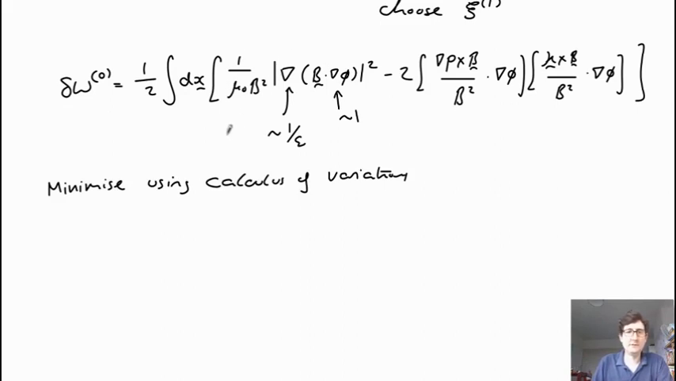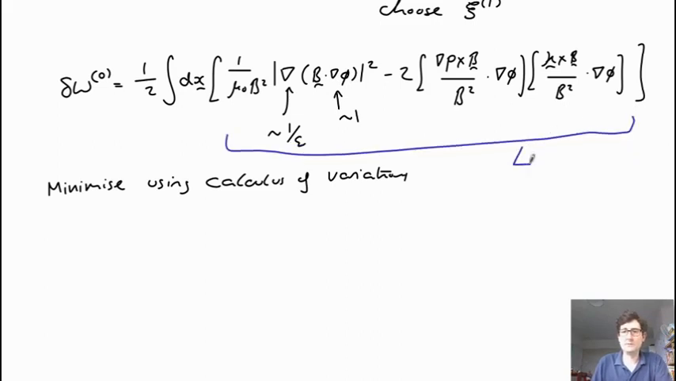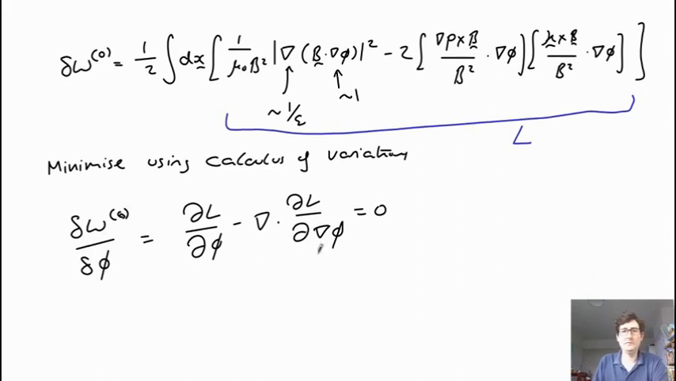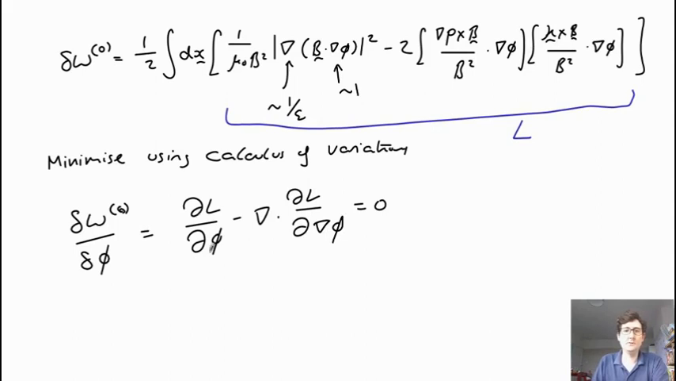We label everything inside the integral, this whole thing, L. Then we use the Euler-Lagrange equation, so we have dL by d phi and the divergence of dL by d grad phi. That's for the variation of delta W0 with respect to the perturbed potential. There's no phi explicitly here, only gradients of phi, and so this term is 0.